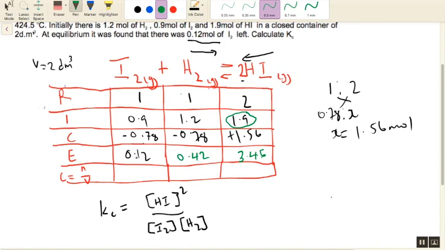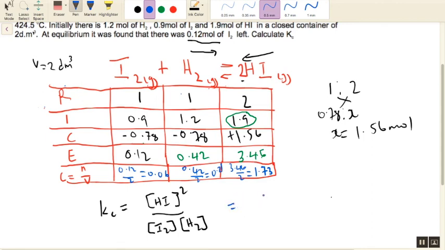So the concentration at equilibrium will be 0.12 divided by 2, which is 0.06. And here you'll have 0.42 divided by 2, which is 0.21. And here you'll have 3.46 divided by 2, which will give us 1.73. That should be the right answer.